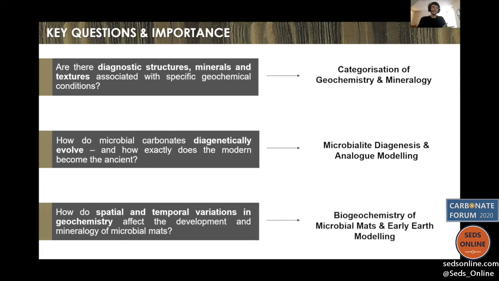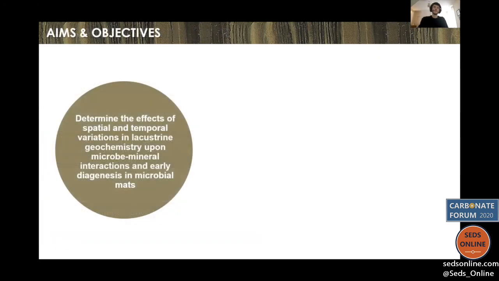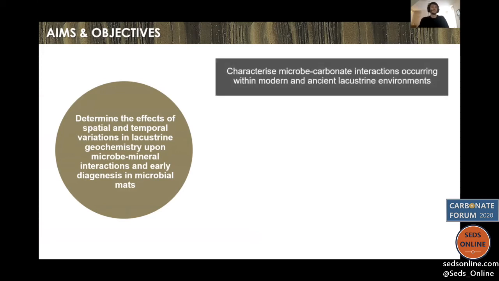So it's quite important for understanding the biogeochemistry of these deposits, and it's obviously very useful for understanding early earth processes. So the aim of this study has essentially been to look at spatial and temporal variations in geochemistry and see what effects this has upon microbe-mineral interactions and diagenesis in these mats. To do this, we've got three objectives. We look at microbe-carbonate interactions in modern and ancient lacustrine environments using XRD, XRF, microscopy and CT.